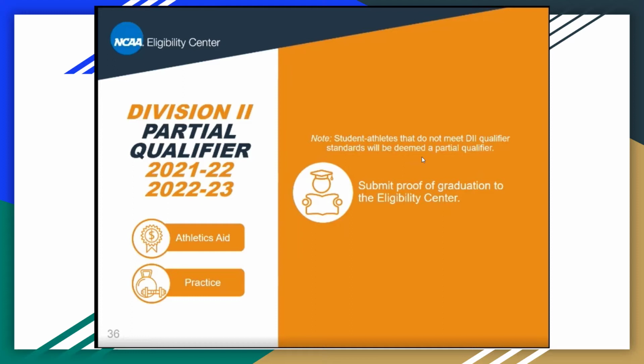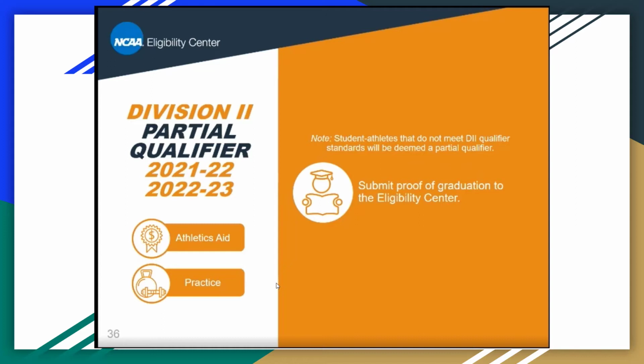But at the Division II level, all you have to do is graduate and you can get your athletic scholarship money and you can practice, but you cannot compete. However, this is a complete change from previous years. You would not be able to even get the scholarship money, and you definitely would not be able to practice in prior years. So this is sort of a, I don't know, get out of jail free type card in this situation.